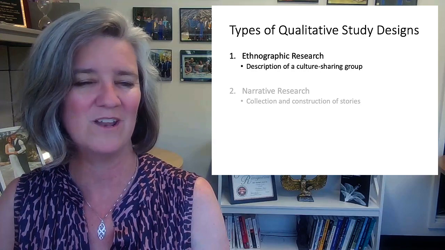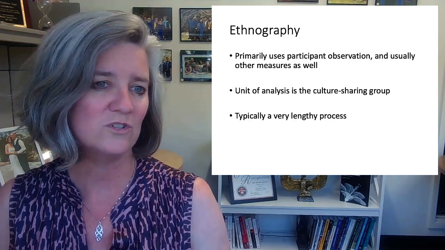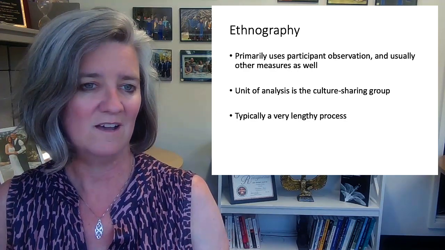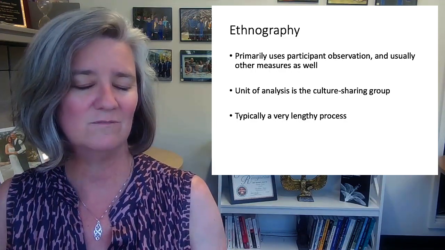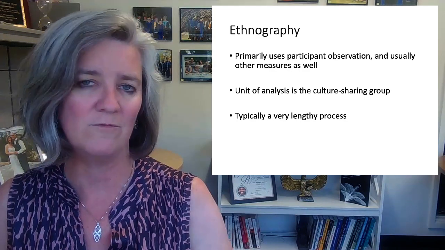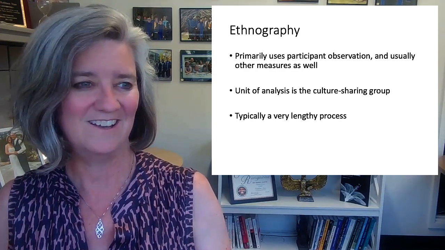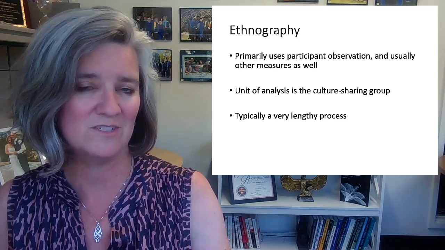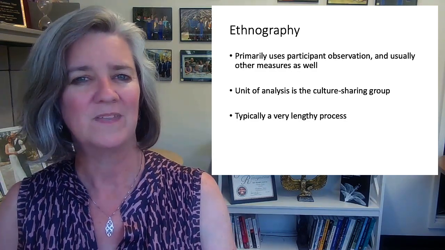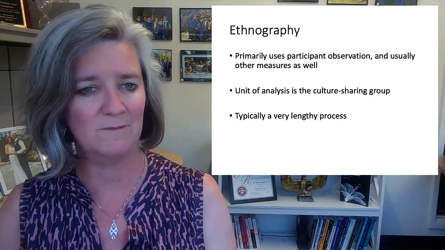But let's talk first about ethnographic research. Ethnography is research done to essentially describe a culture sharing group. Primarily, ethnography uses participant observation as its form of measurement, but also characteristically, ethnography will very frequently use other kinds of measures as well. They start with participant observation and revolve around participant observation, but other forms of measures are used if it is determined that they might provide some interesting added information. The unit of analysis, as I've said, is the culture sharing group, and the process of ethnography is typically lengthy. We're talking many months and maybe years, very often years.